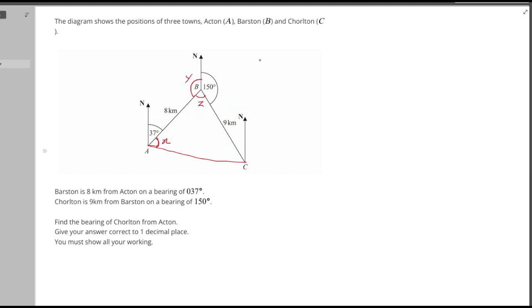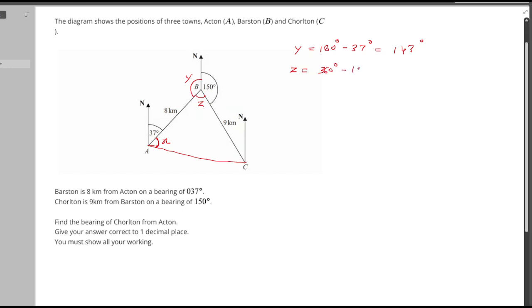Okay, so one thing I know is that angle Y is 180 degrees minus 37 degrees. So 143 degrees. This is Y. And angle Z is 360 degrees minus 150 degrees minus this angle Y, which is 143 degrees. So the value of Z is 360 minus 150 minus 143, which equals 67 degrees.